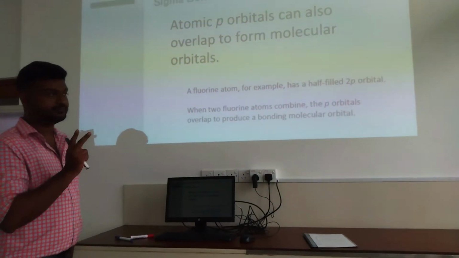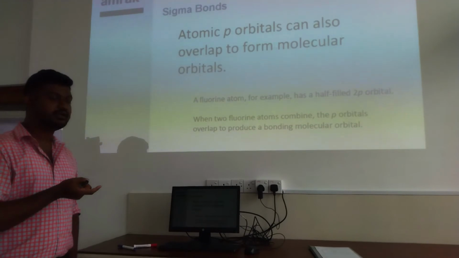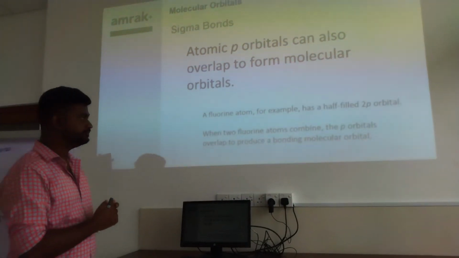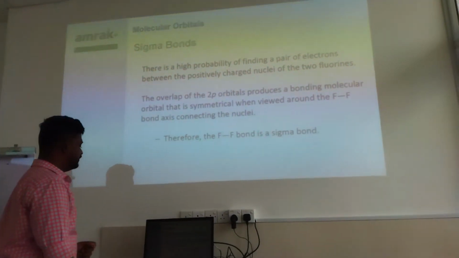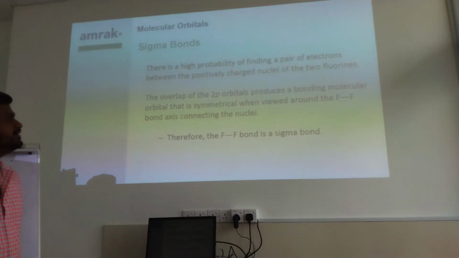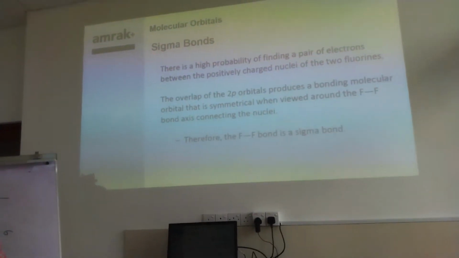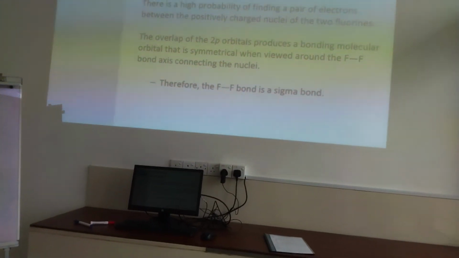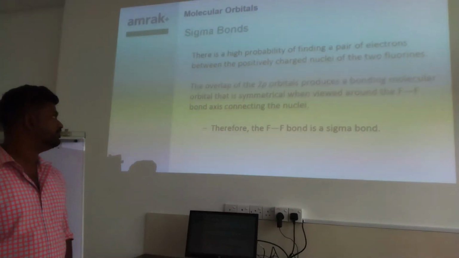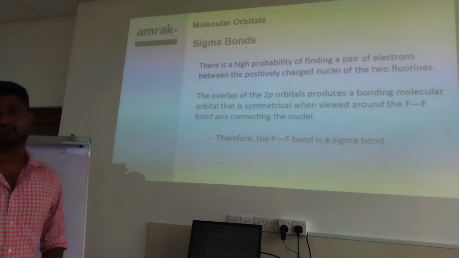So when two fluorine atoms combine, the p orbitals overlap to produce a bonding molecular orbital. When they make the overlapping, that is called a bonding orbital, right? So there is a high probability of finding a pair of electrons between the positively charged nuclei of the two fluorines. The overlap of the 2p orbitals produces a bonding molecular orbital that is symmetrical when viewed around the F-F bond axis connecting the nuclei. So the F-F bond is a sigma bond, usually a single bond.